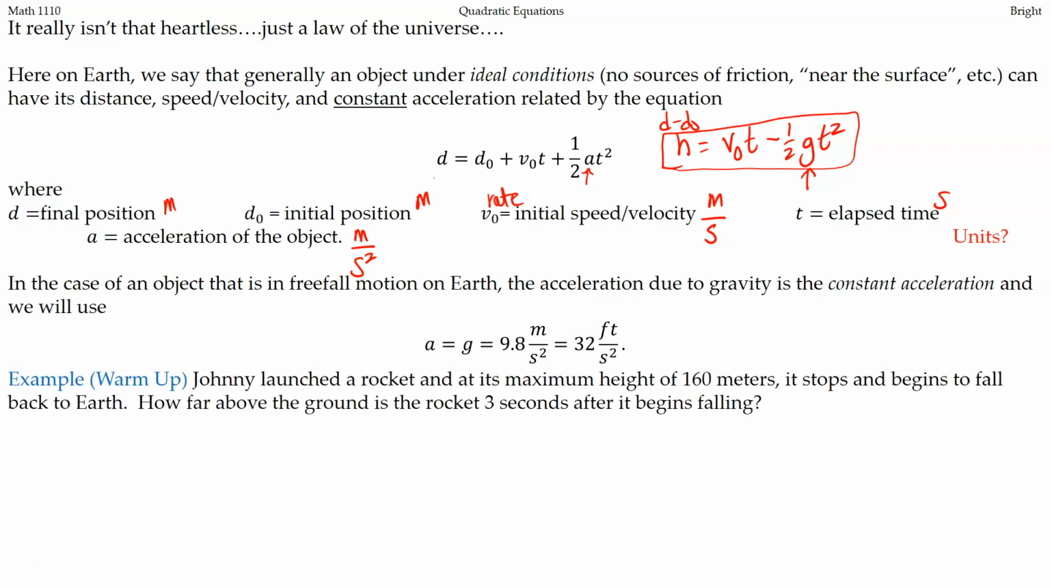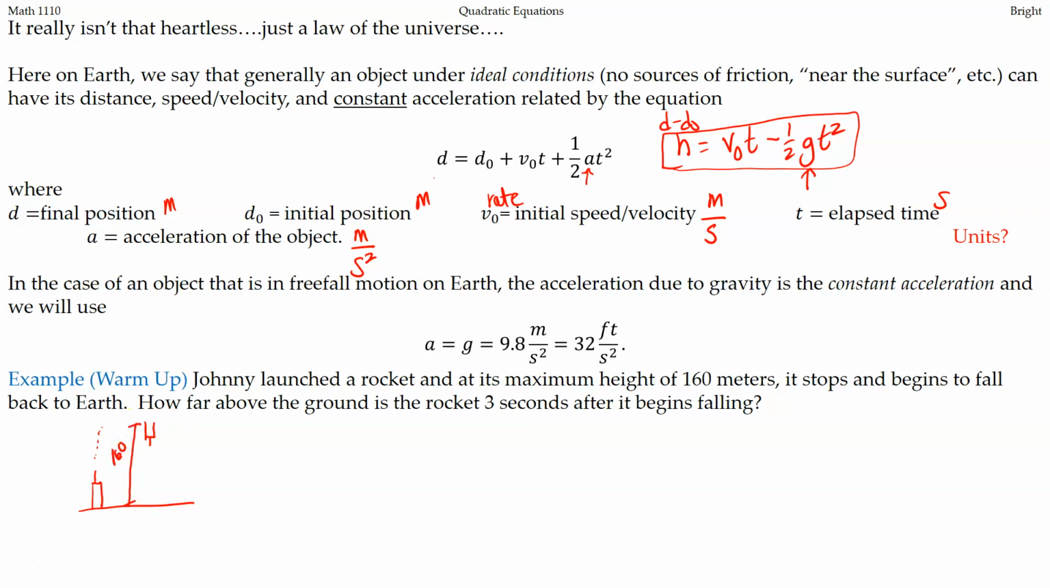So here, just a little quick question. Johnny launched a rocket and it shoots up and reaches a maximum height of 160 meters. So I just need to do a little diagram. So here's the little rocket. I'm just going to attach a little thing on the end, and then it shoots up. And then now it's going to start falling down. And it's currently at 160 meters high.